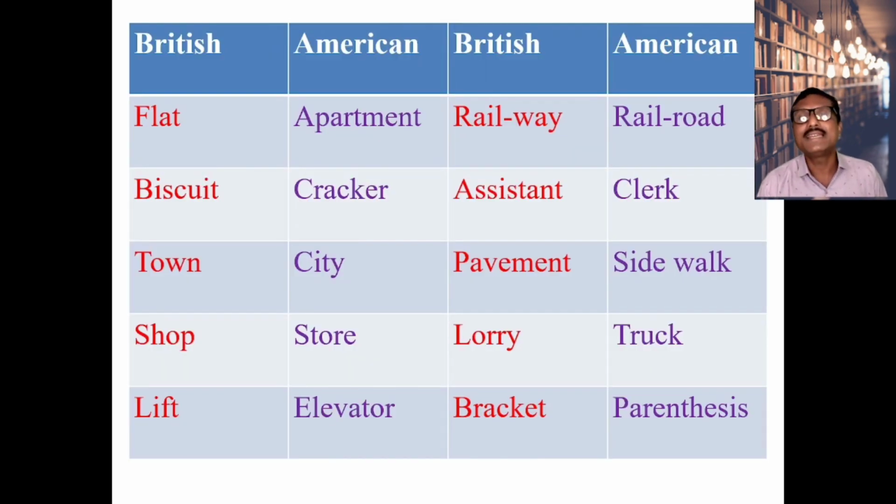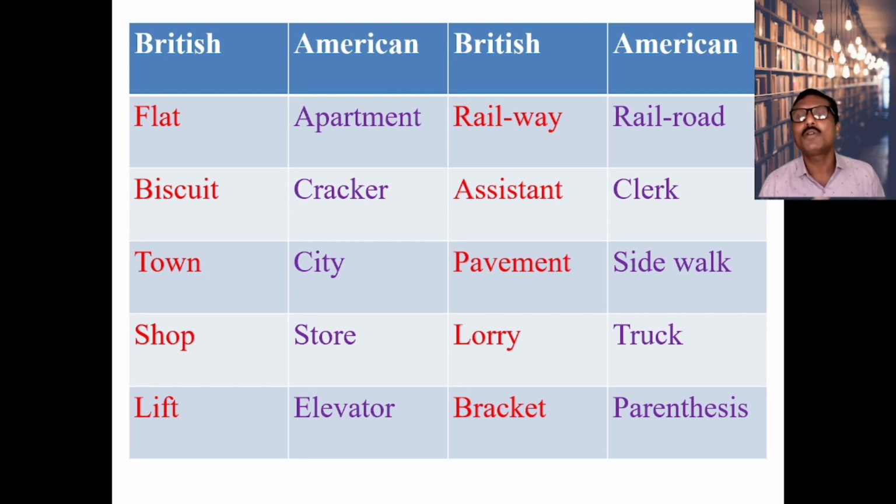Okay, now let's understand the vocabulary differences between British and American English. See, these red words are British and these purple words are American. The flat is called apartment, biscuit is called cracker, town, city, shop, store, lift, elevator.